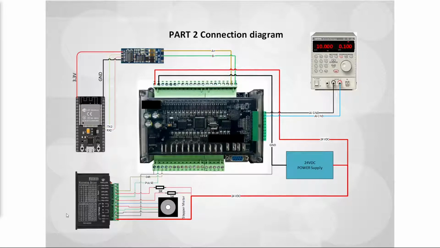Y1 of the PLC outputs for direction. For the pulse and direction on the stepper driver, even though it is labeled as 5 volts, you can use 24 volts to connect to them. You will need to have 3 kilo ohm resistors to limit the current going through the driver and PLC outputs.